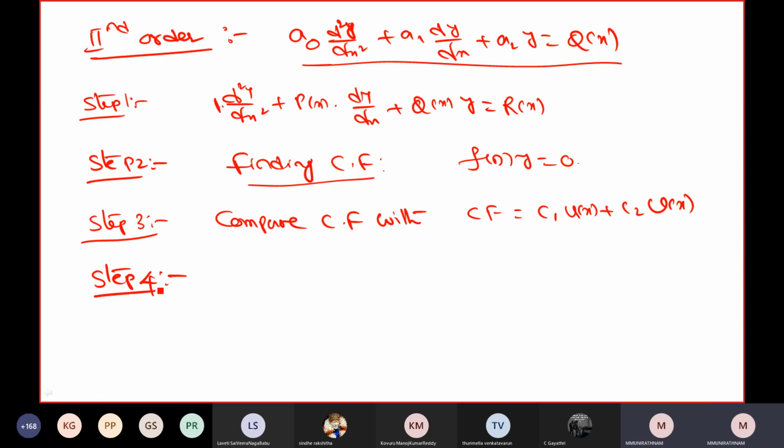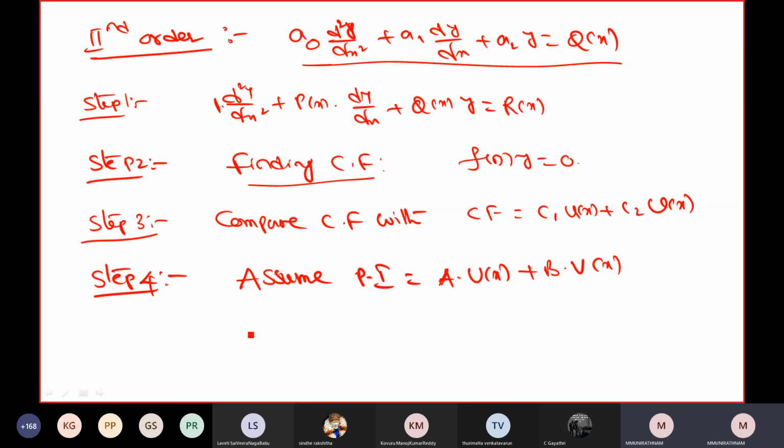Step 4. So we'll get CF. Now we need PI, right? For that PI, assume PI as A into U of X plus B into V of X.